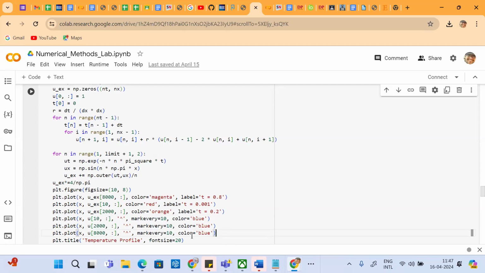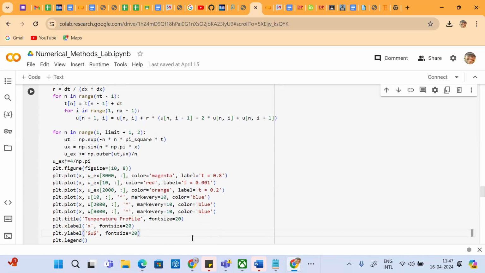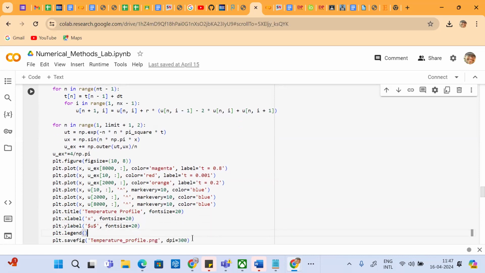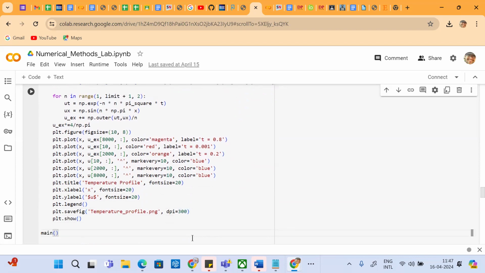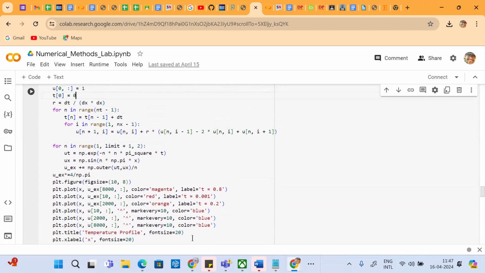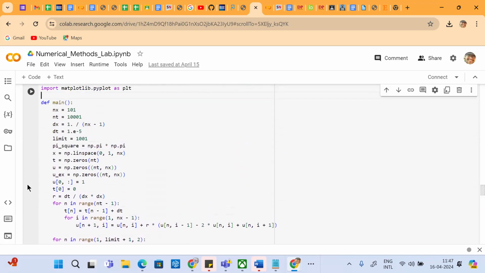Okay. So you are giving the title of the plot and the X label and Y label. Fine. Legend, I requested a legend. Save fig or not, it's up to you. Show, yeah. Then, since I have defined this as a main function, I'm calling it. I have defined it as def main. In order to run this, I have to call that function.